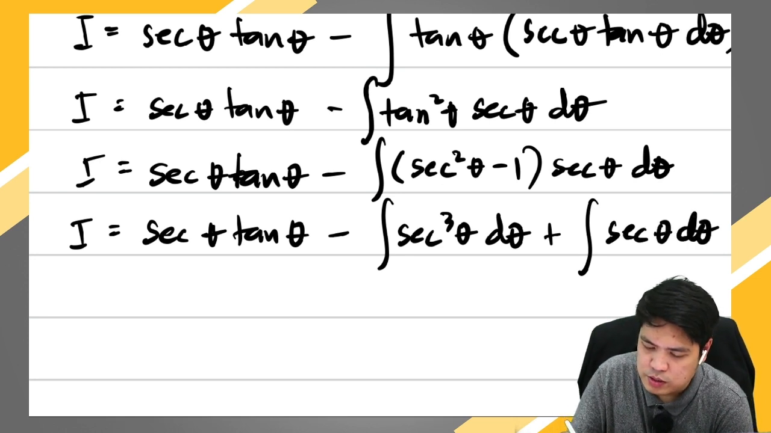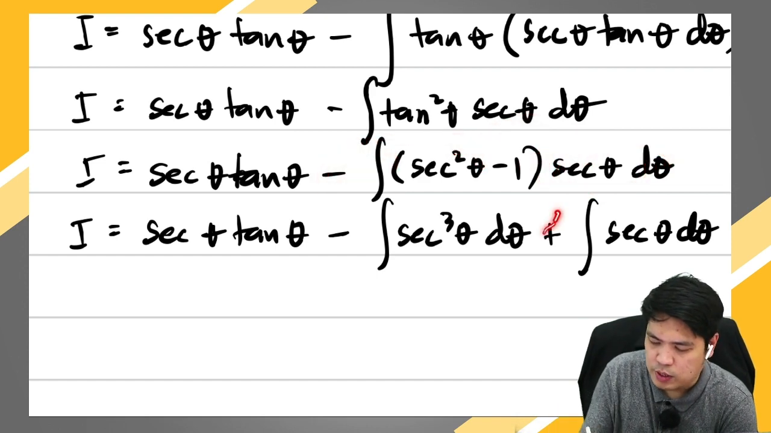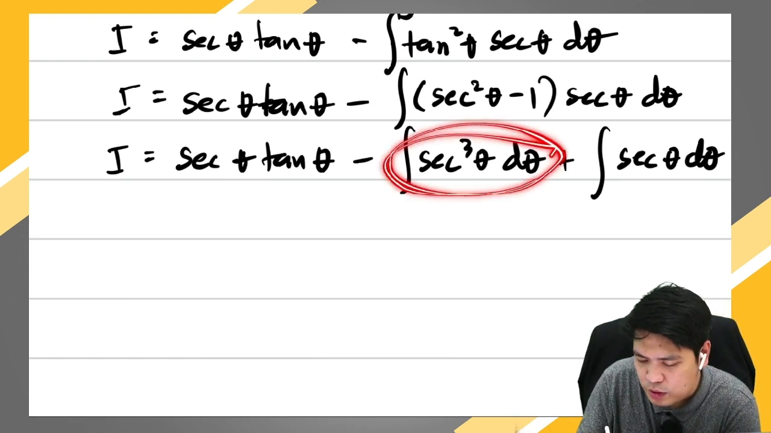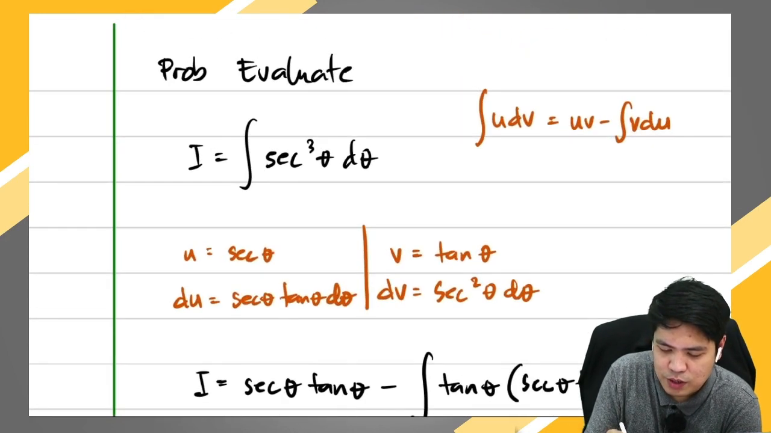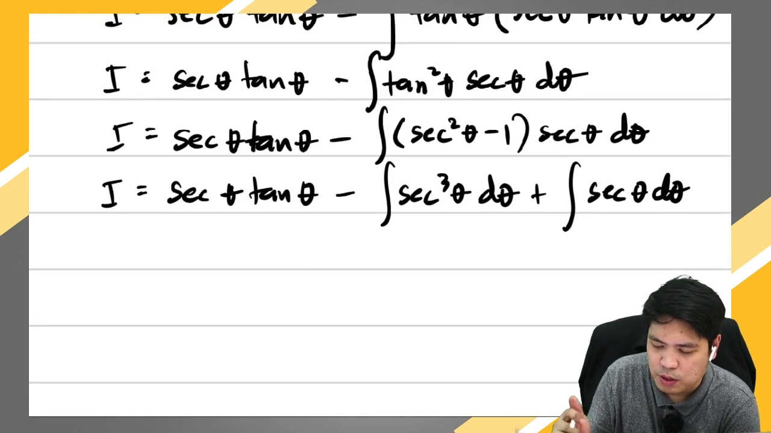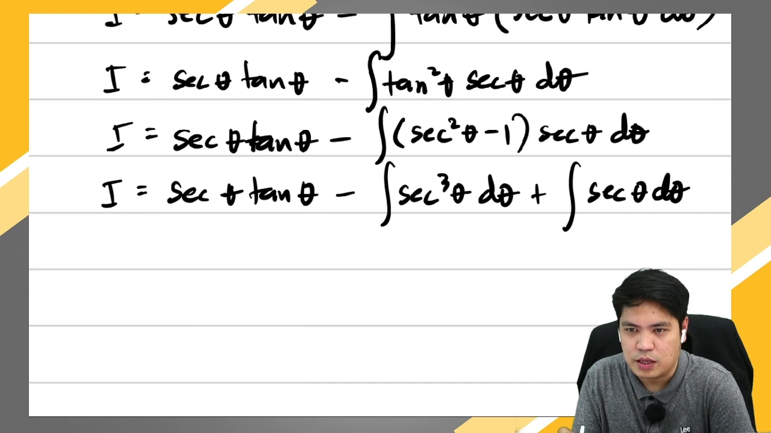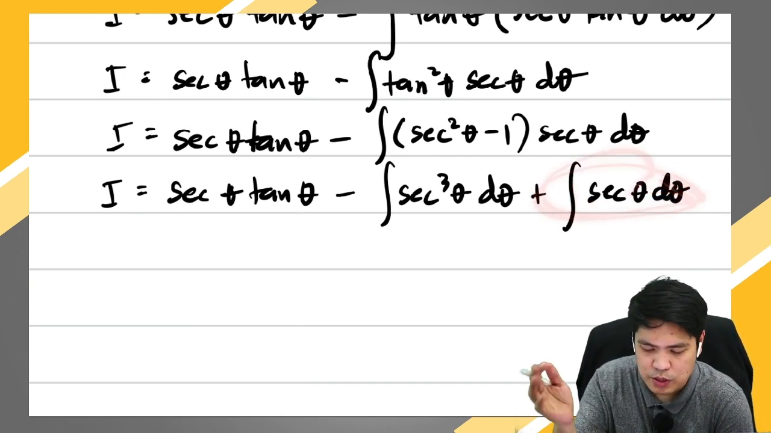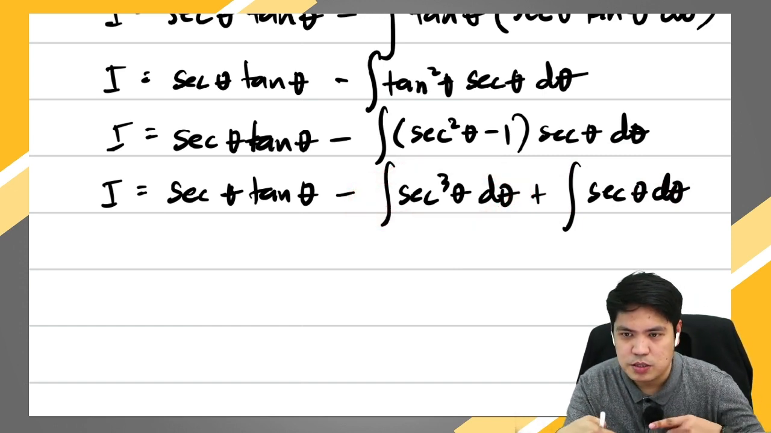I just distributed, so it is positive here. And if you recall, this is familiar. Let's go back to the given. This is what we are looking for, right? Then it appeared again here, so that is not a problem. The second part, the integral of secant theta d theta, we already have a formula for, or we memorized the formula for this. So there is no problem here. It's just that the given appeared again, as if it looped.